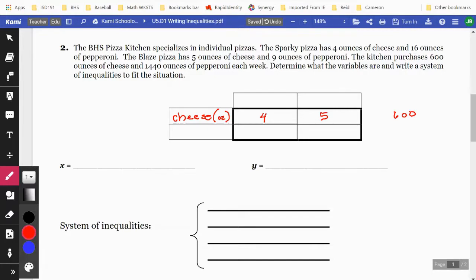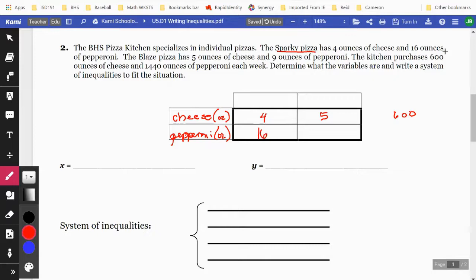Let's see, what was the other topping? Because these are toppings over here, as we can tell now. Pepperoni was the other topping. So pepperoni, sorry about my sloppy writing there. And that was also given to us in ounces. So let's see, this first one here was from the Sparky Pizza. 4 ounces of cheese, 16 ounces of pepperoni.